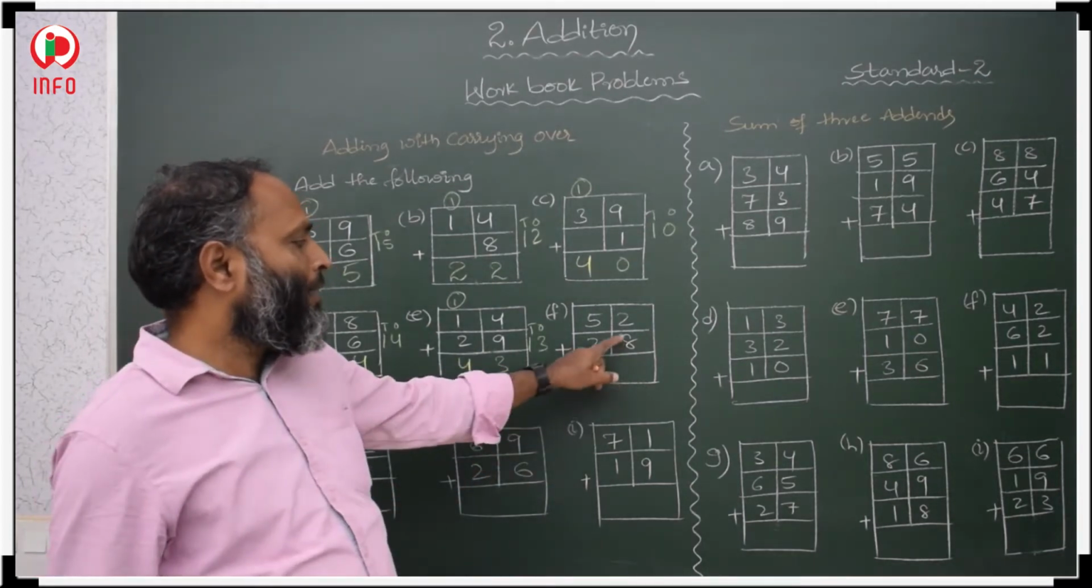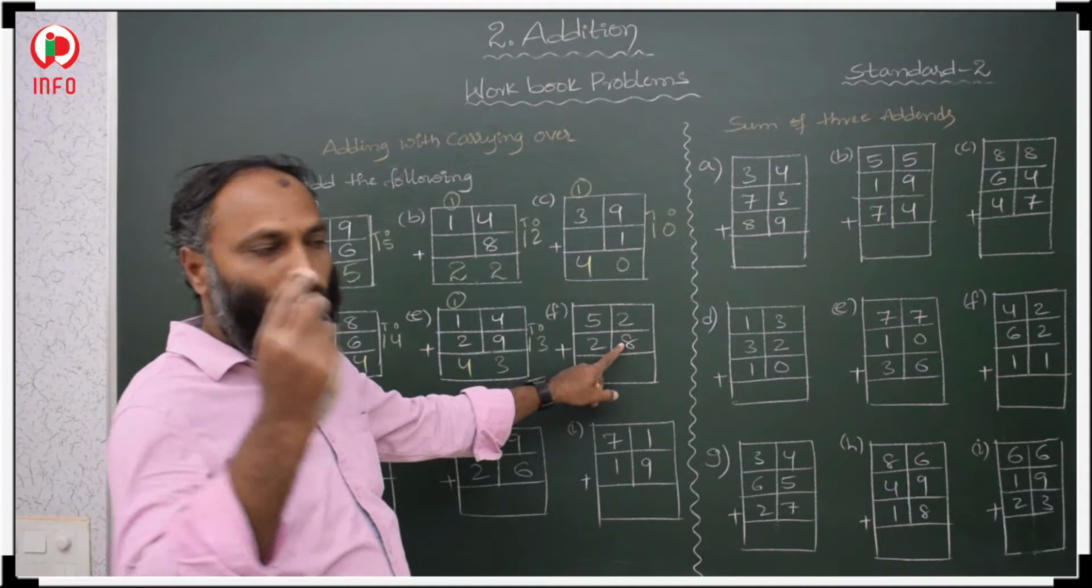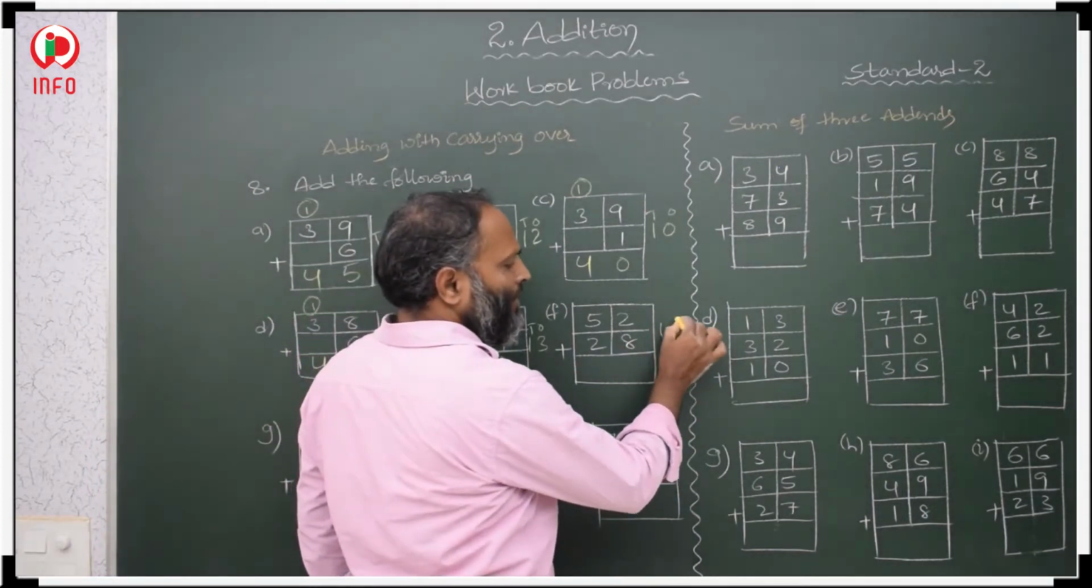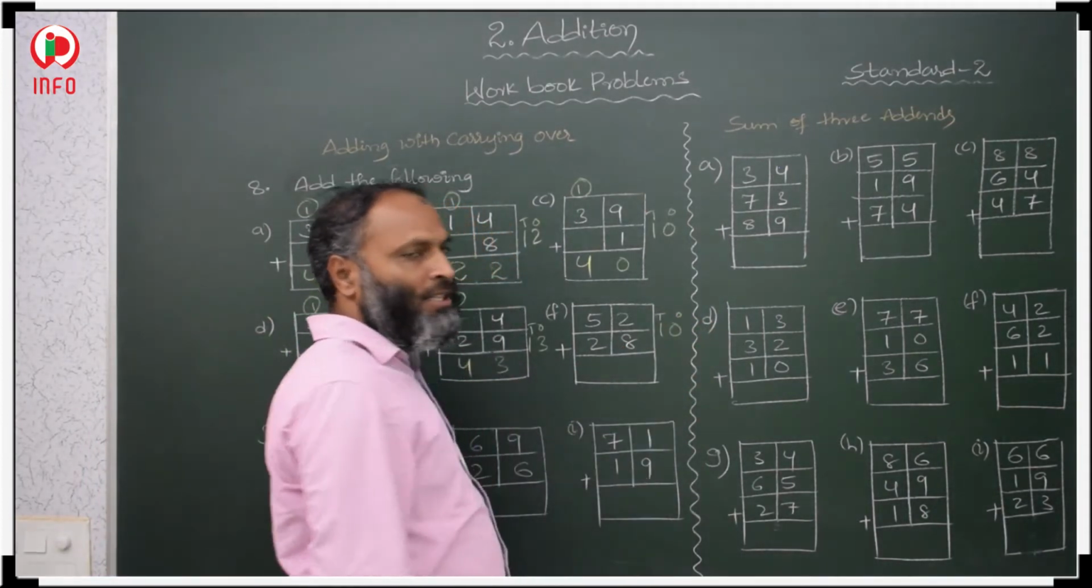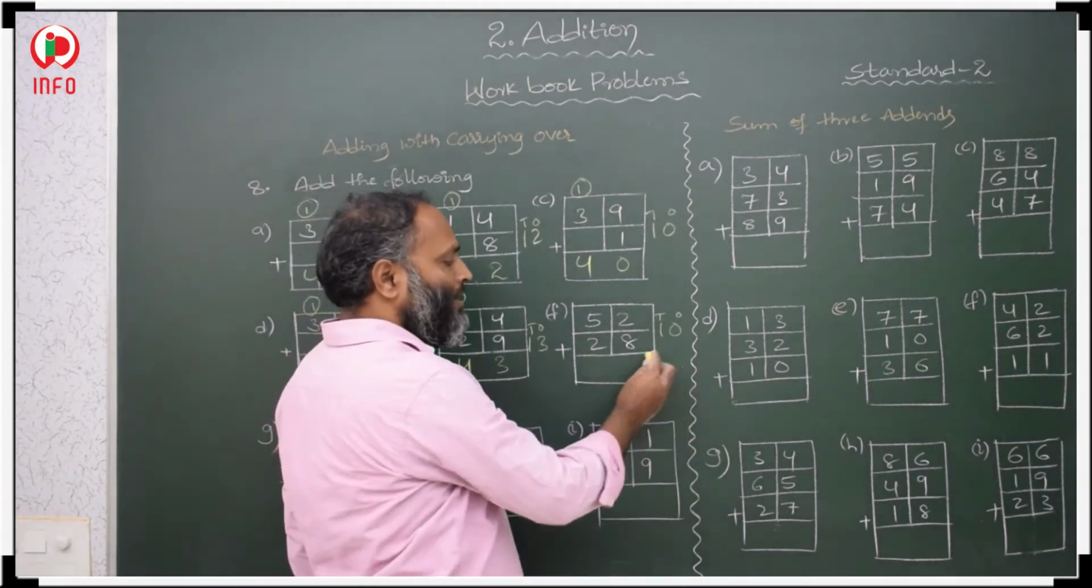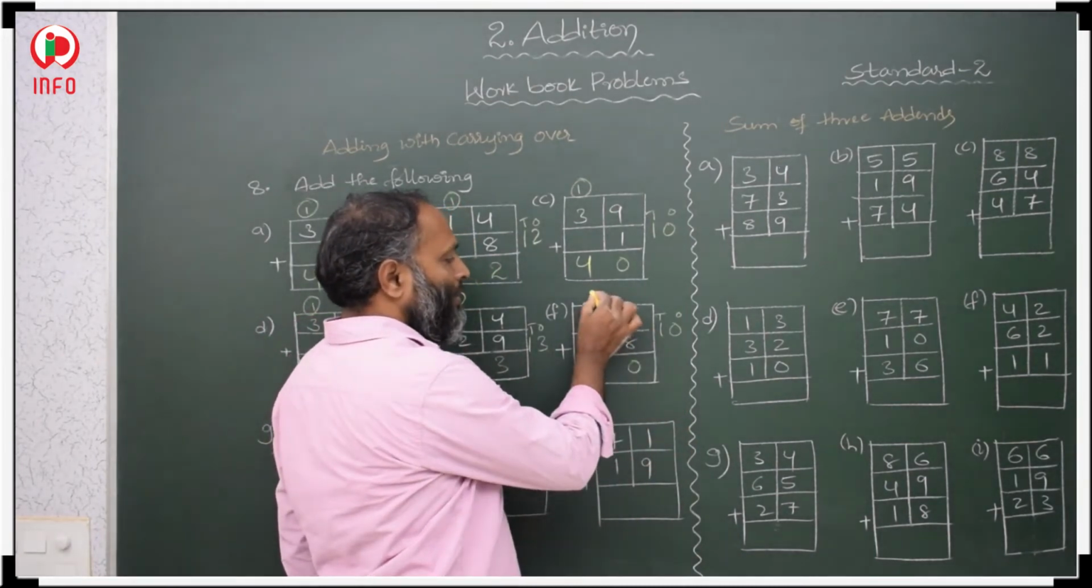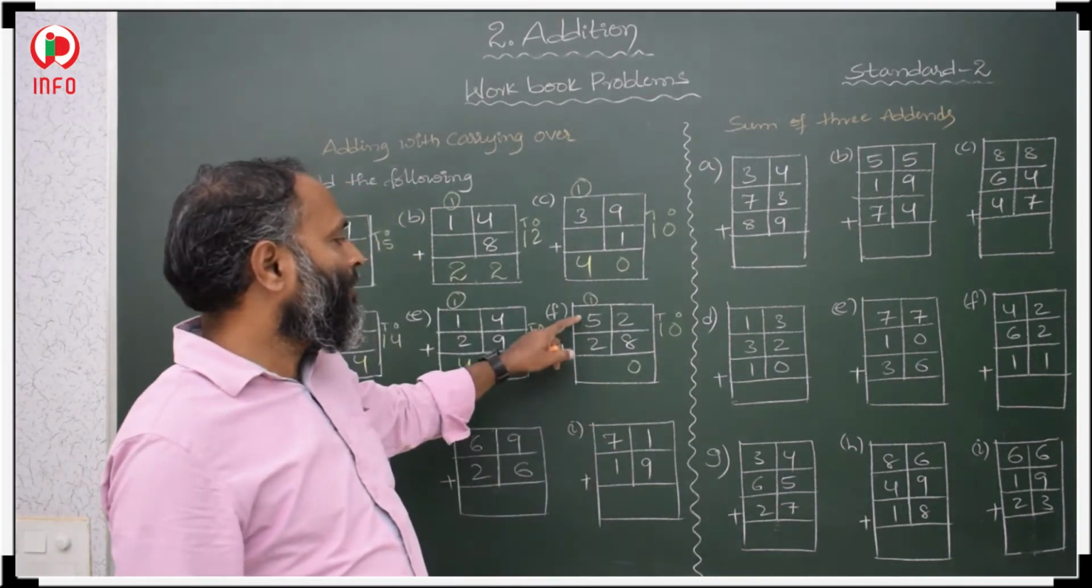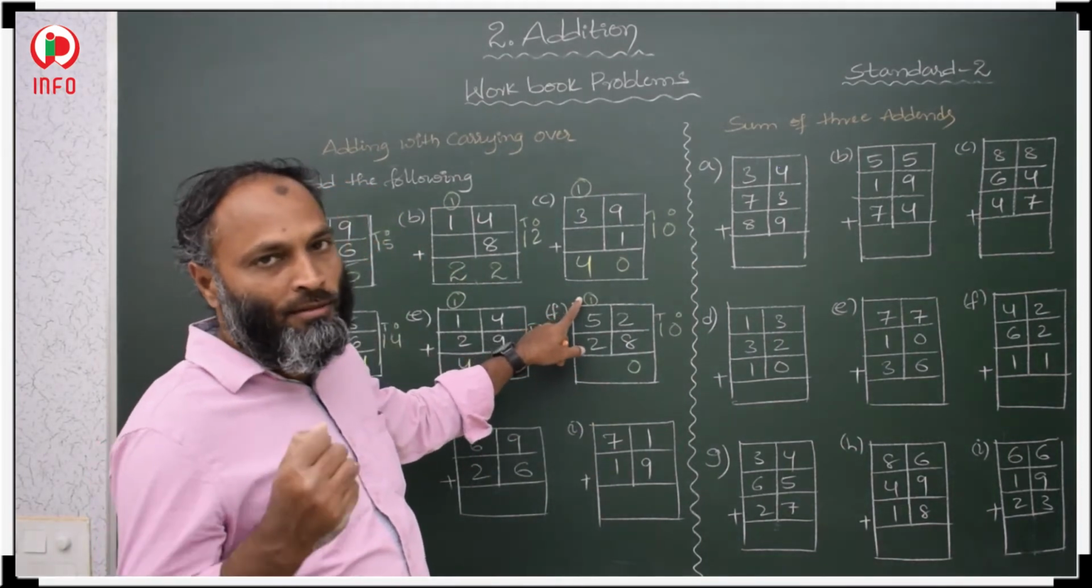Now 8 plus 2, 8, 9, 10. 10. This is in the ones place, this is in the tens place. Then ones place 0, tens place 1. Then 5 plus 1, 6, 6 plus 2, 8.